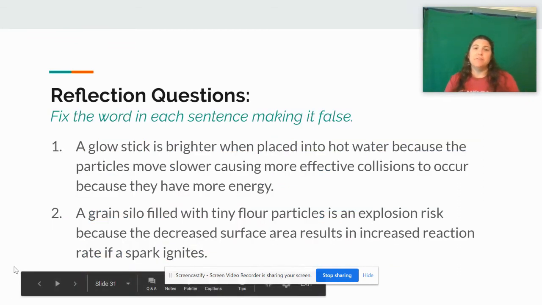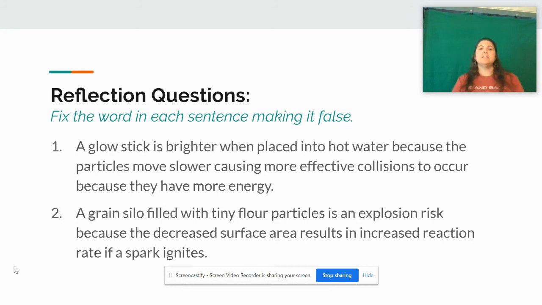Okay, so we have 4 of these. Each of these statements is false, and some of them are kind of tricky. You got to really read the wording. What I want you to do is to change the word in each of these sentences that makes it a false sentence into a true sentence. There's only one word that needs to be changed. So take a moment to review each of these, pause the video, decide what word needs to be changed in each case. Start the video back up when you're ready.